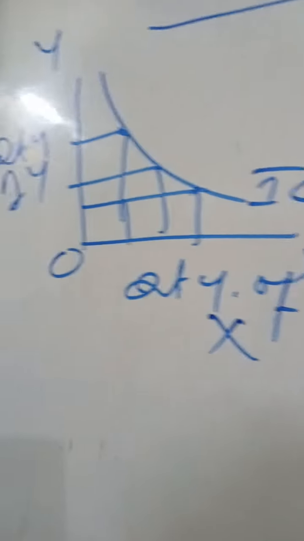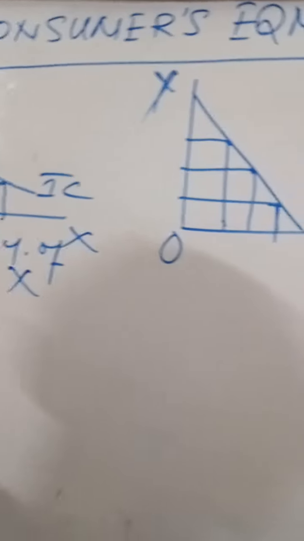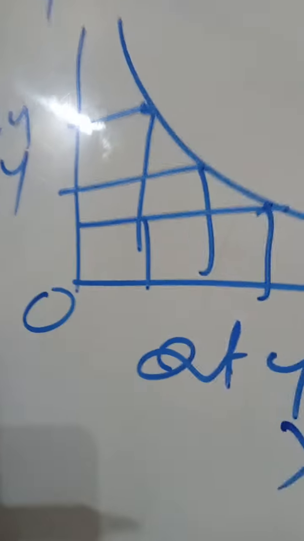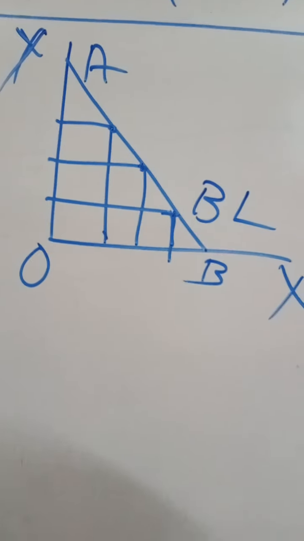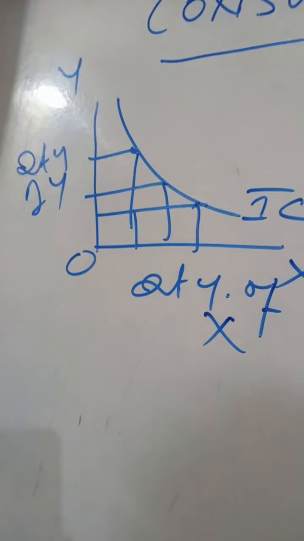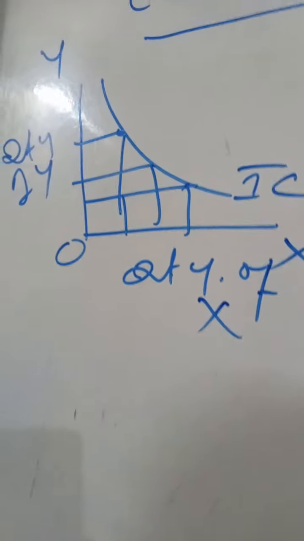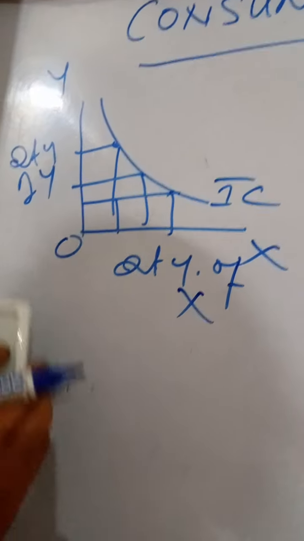Now in order to establish consumers equilibrium, we have to incorporate these two things in one diagram. I am erasing this one. This is indifference curve and this is budget line. Now I am going to incorporate these two diagrams in a single diagram to show how the consumer reaches equilibrium point. That means where the consumer derives maximum satisfaction.